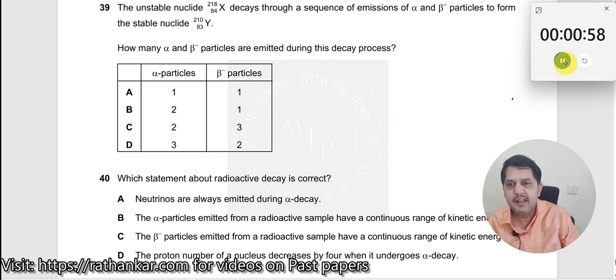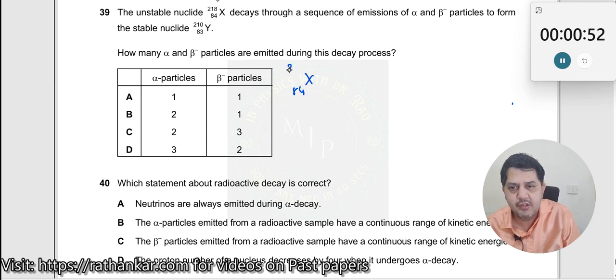Question number 39. An unstable nucleus 84X218 decays through a sequence of emissions of alpha and beta negative particles to form the stable nucleus 83-210. See what's happening here? 218 becomes 210, which means there should definitely be an alpha decay. First, let us read the question. How many alpha and beta negative particles are emitted during the decay process?